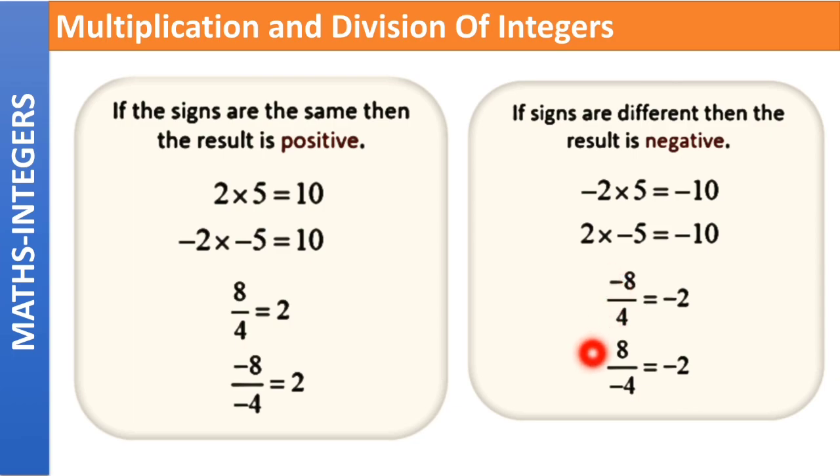Okay. The second example, 8 divided by minus 4. 8 is having a positive sign and 4 is having a negative sign. Both the signs are different, so the answer is negative. Coming to the absolute values, 8 divided by 4 is equal to 2. Is this clear, class? In case of multiplication and division, if signs are same, then the result is positive. If signs are different, then the result is negative.